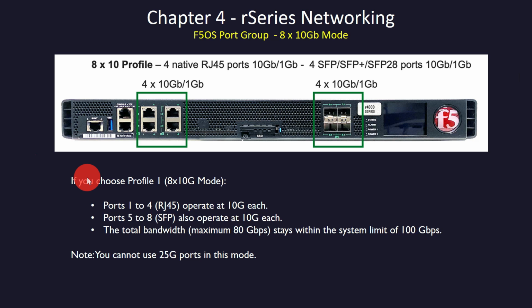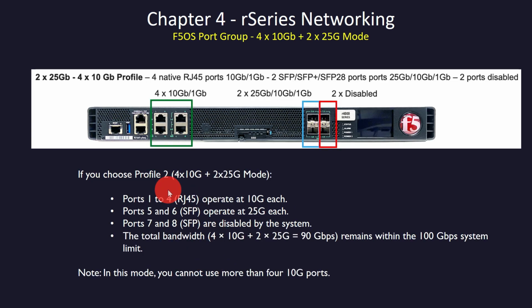For example, if you choose profile 1, which is 8 × 10 gig mode, in this profile, ports 1 to 4, RJ45 ports, operate at 10 gig each. Also, ports 5 to 8, SFP ports, operate at 10 gig each. The total bandwidth maximum of 80 Gbps stays within the system limit of 100 Gbps. Important note: if you choose this profile, you cannot use 25 gig ports at all.